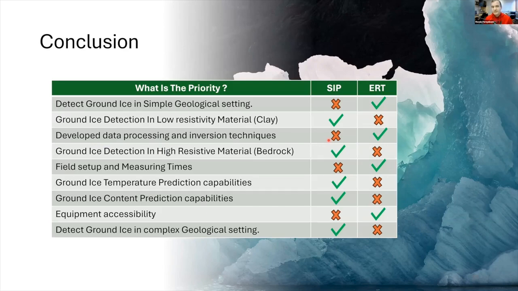And we don't have a really good development of inversion tools for SIP. So if you really want to have an inversion result, it's better to use ERT. And we don't have lots of equipment for SIP. At the same time, the capability of detecting ground ice content should be in SIP. And there are different criteria based on what we are looking at in the field measurement and the situation. Either of those could be the best method to identify ground ice.